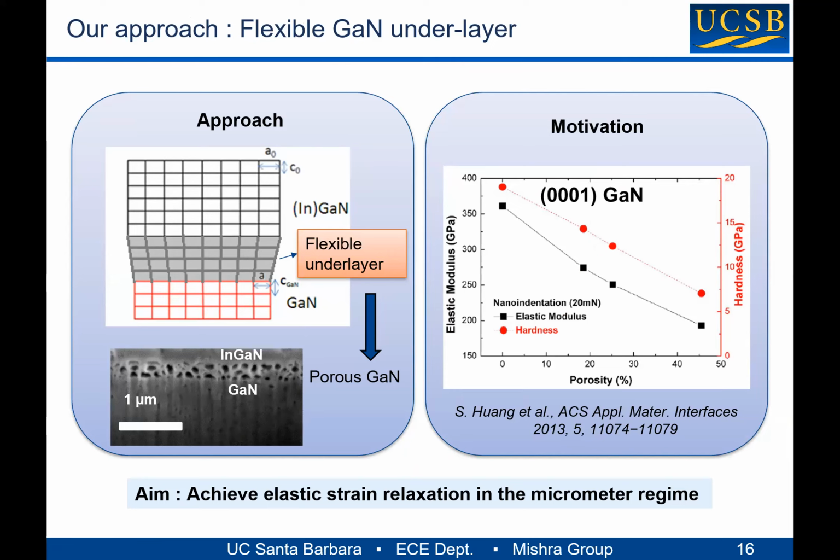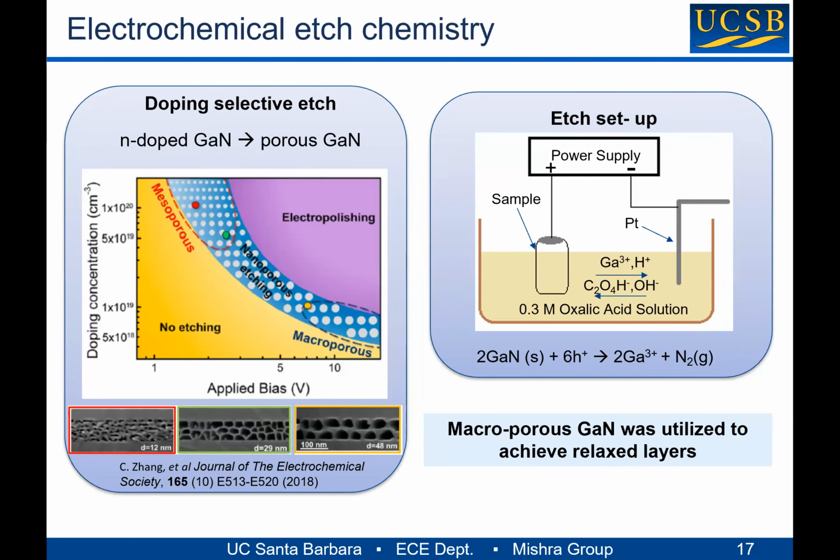And the reason behind this choice of material is illustrated in the figure on the right, in which it is shown that with increased porosity, the elastic modulus and hardness of GaN reduces, making it less stiff. The method of achieving this porous GaN layer is via an electrochemical etch chemistry set up as shown on the right, wherein the sample is connected to the anode and platinum wire works as a cathode, and gallium nitride is etched due to the formation of holes on the surface, thereby generating pores within the n-type doped material.